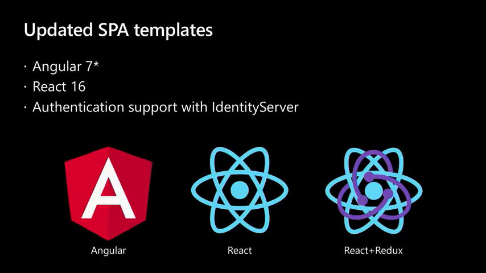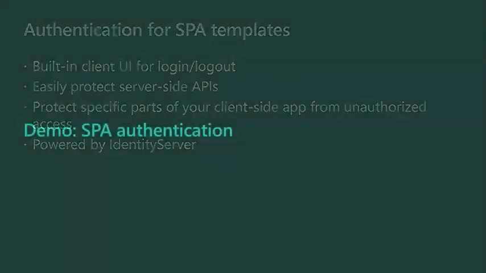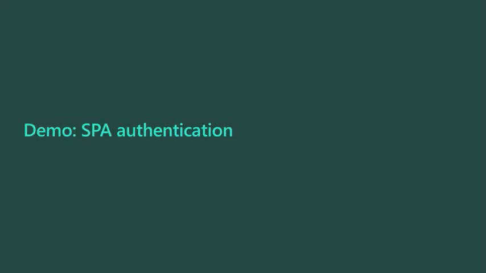We've also updated the React templates to React 16, and we've added authentication support to the JavaScript SPA templates. The authentication support is based on Identity Server. We give you built-in UI for login and logout. You can easily protect your APIs and also the specific parts of your client-side app. You can add route guards to different parts of your app to say you have to be authorized in order to access this part of the app. And again, it's based on a great community project, Identity Server. If you haven't used them, they're a really nice component. I'll show you a quick demo of that just so you can see what it's like.